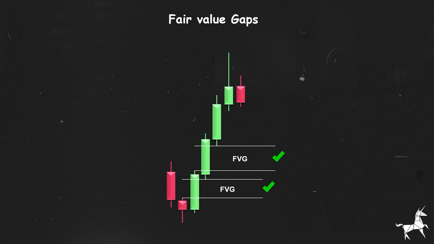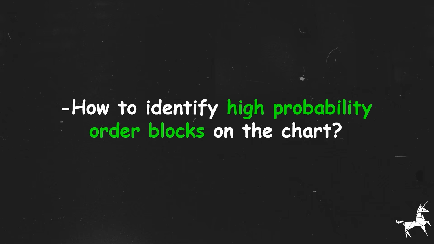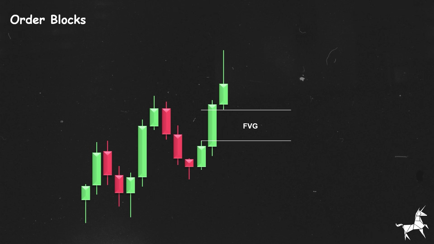So far, we've discussed fair value gaps and how to use them as an entry point in different market scenarios. Now let's continue with order blocks. So how do we identify high-probability order blocks on the chart? After the formation of FVGs on the chart, we mark the candle that created the imbalance as an order block. We believe that decisions are made during this candle.